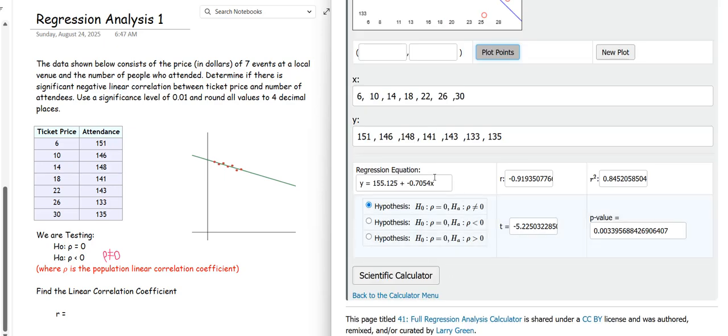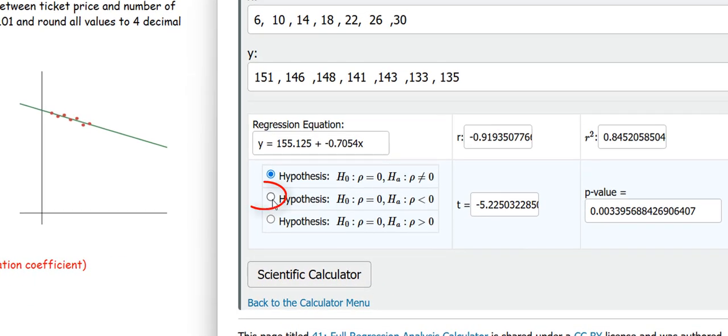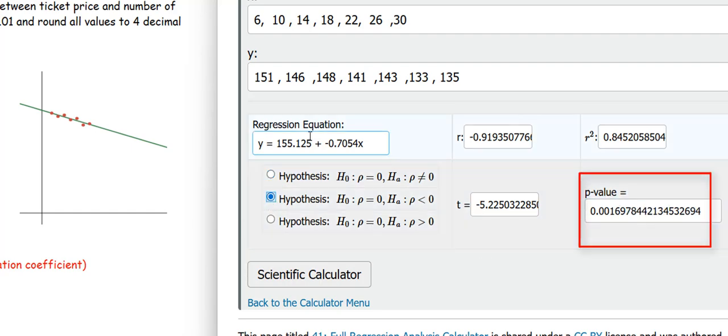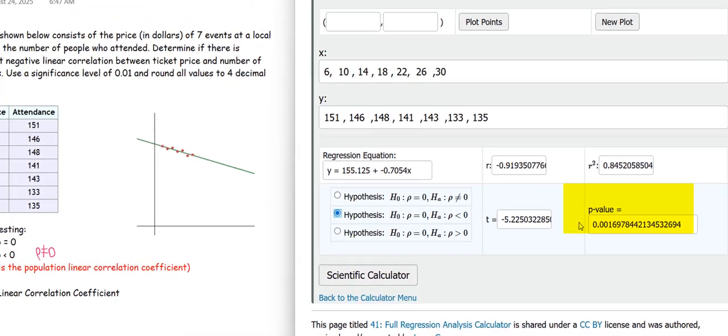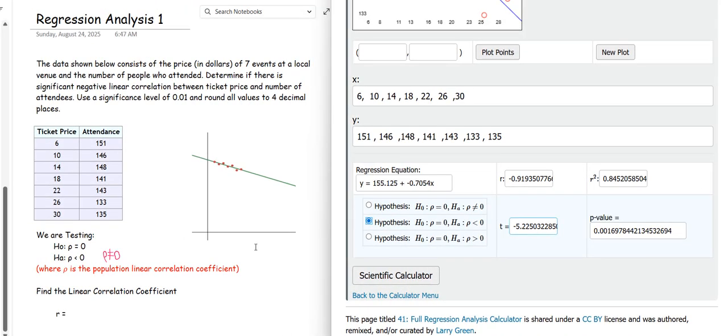You also get some options for a hypothesis test. In this case, we want to see if the correlation coefficient is negative. So I'm going to click on this middle one, and I get the p-value over here. So my regression equation is up here, my correlation coefficient is here, and my p-value is down here. So let's fill in some of those numbers.